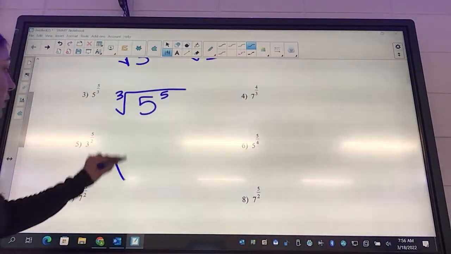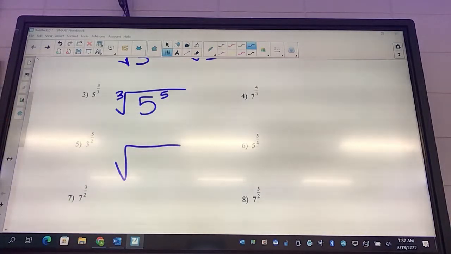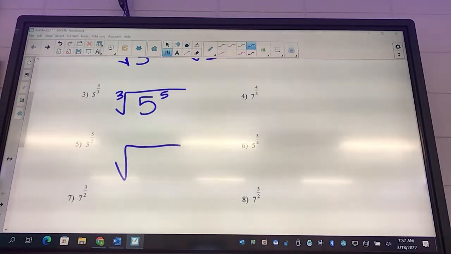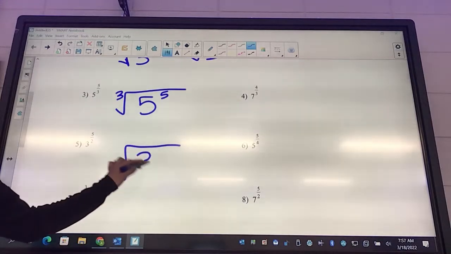So we're going to draw the radical. What's our big number on the inside? 3. Where's the 5 go?